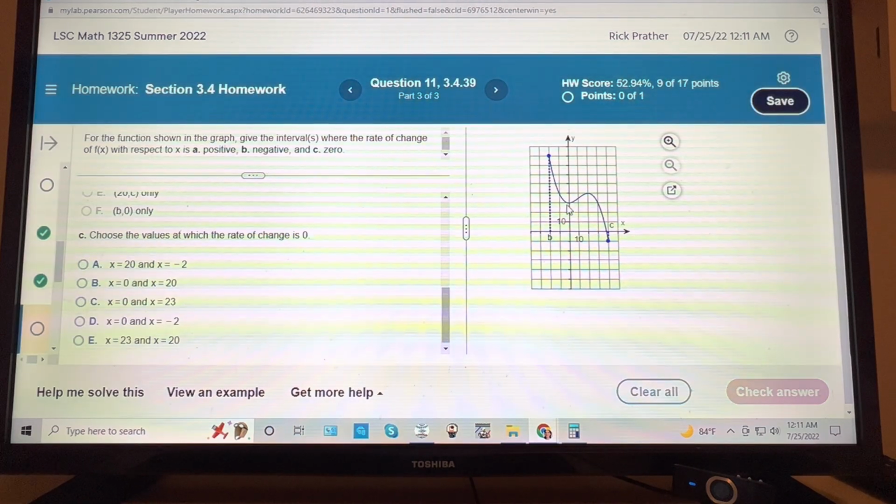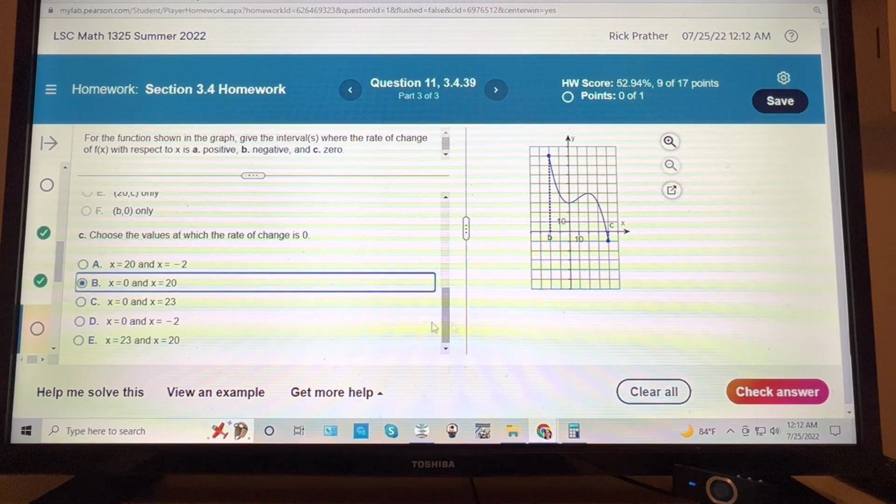And there's 2 times it would be 0, exactly at 0, and then right there exactly at 20. So when it changes from decreasing to increasing, or changes from increasing to decreasing, those exact spots, that's when the tangent line slopes would be 0. So both 0 and 20, that happens.